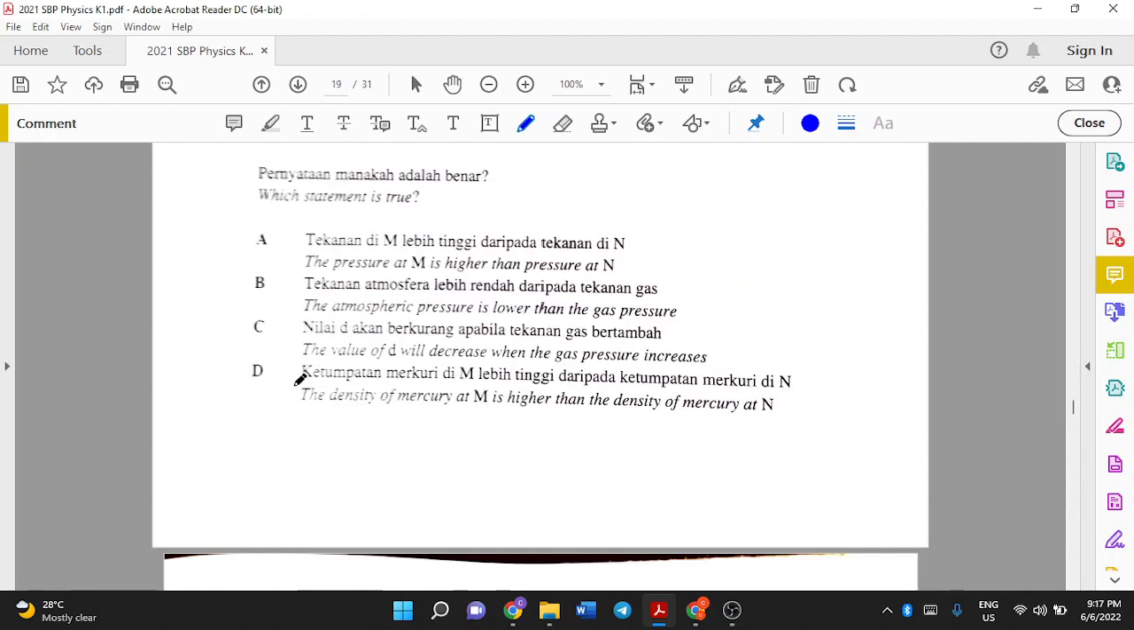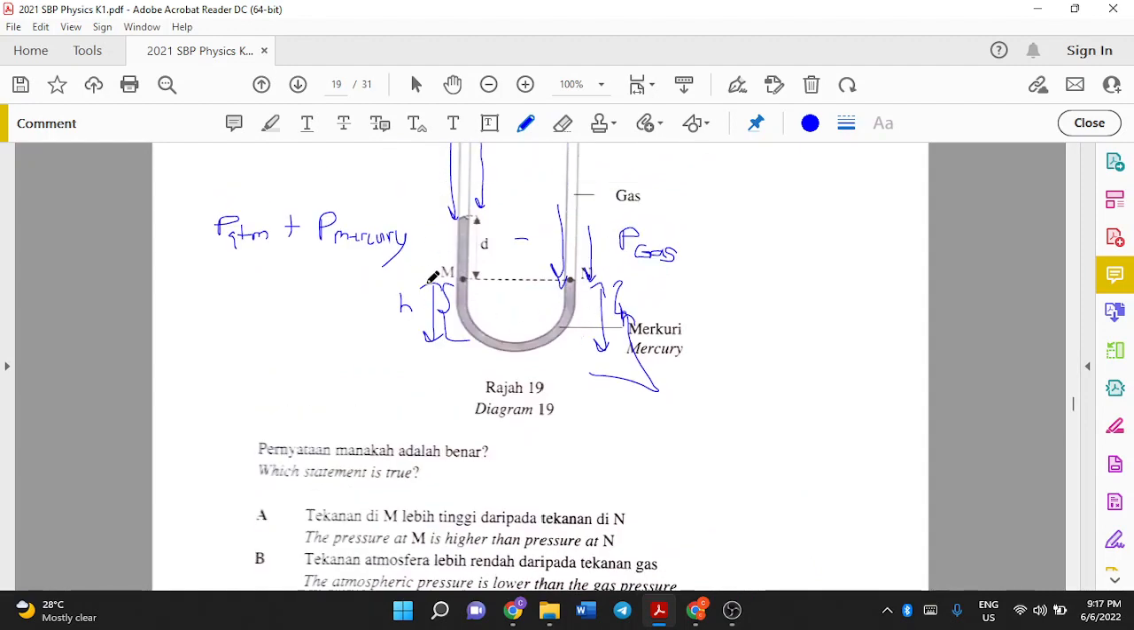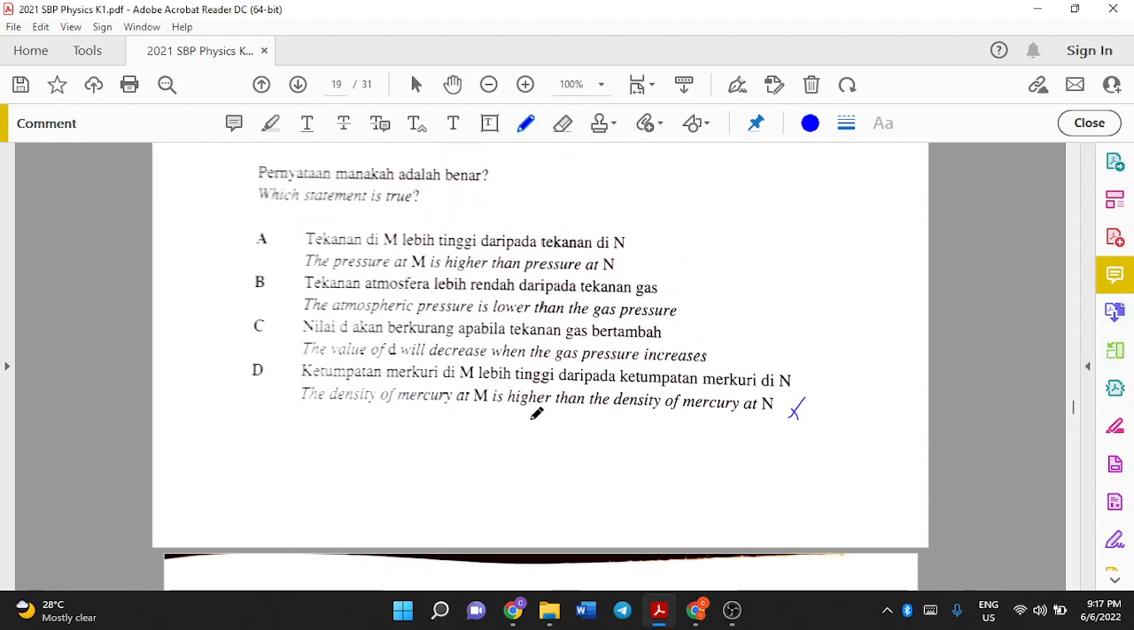The density of mercury at M is higher than the density of mercury at N. This is not true because they are the same liquid, that is mercury. The same liquid should have the same density, so this should be equal.